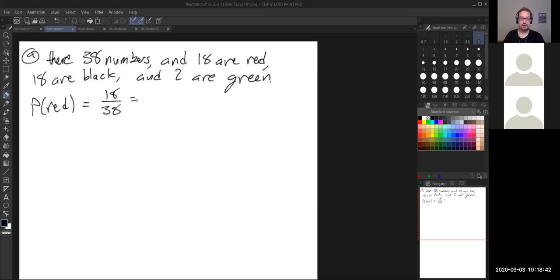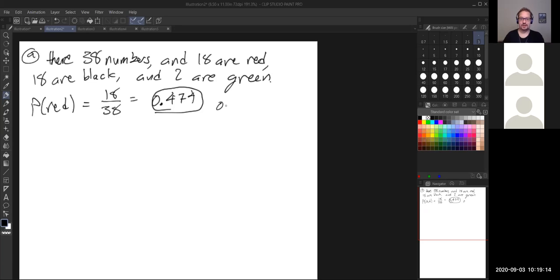And let's find the decimal for that. So we plug this into our four function calculator. Let's round to 3 decimal places. So we'll get 0.474 is the probability of getting a red number. So hopefully there are no questions on that. If there are, let me know if you guys have any questions. But this part is pretty familiar. This is what we've been doing with our theoretical probability.